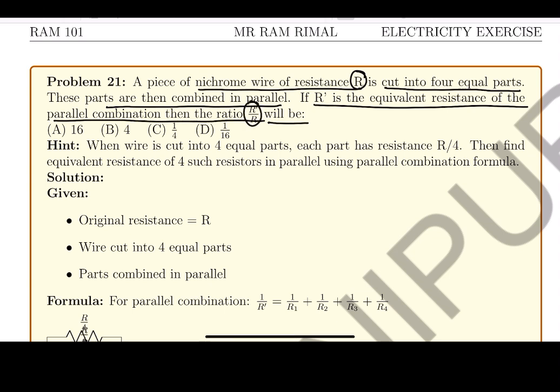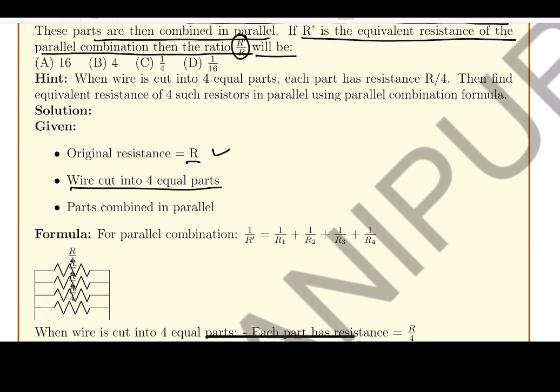It's very easy. What is the original resistance? R, given in the question. Now I have cut this into 4 parts. So the wire is cut into 4 parts. These parts we are combining in parallel. Let's say we are combining in parallel R1, R2, R3 and R4.